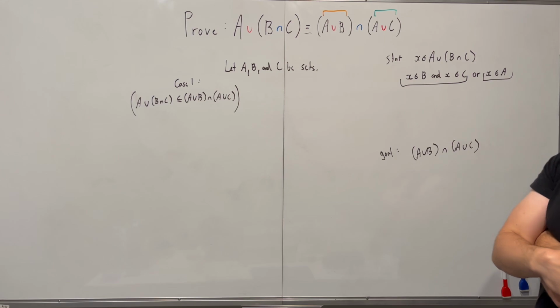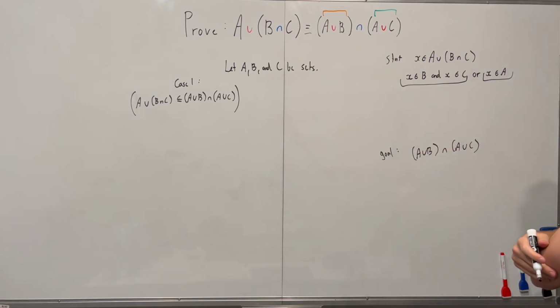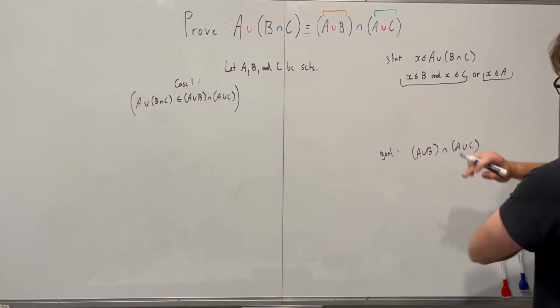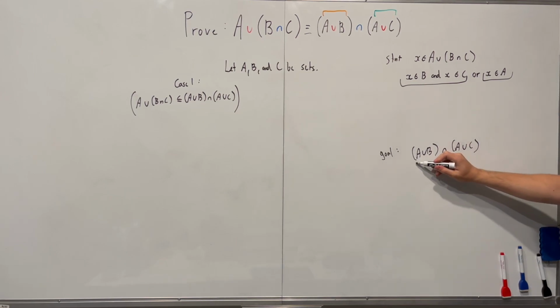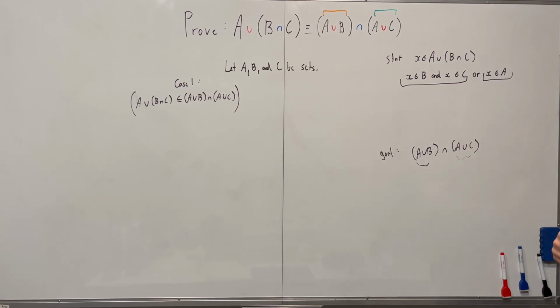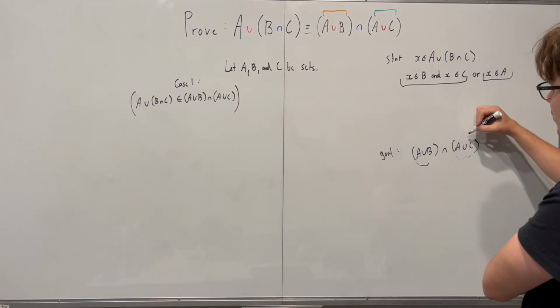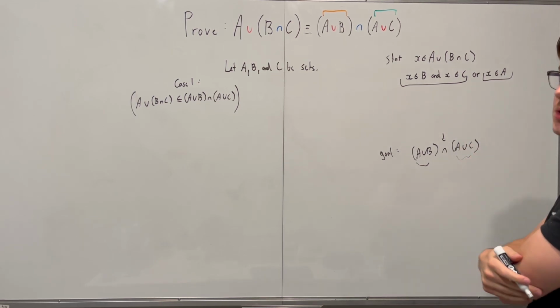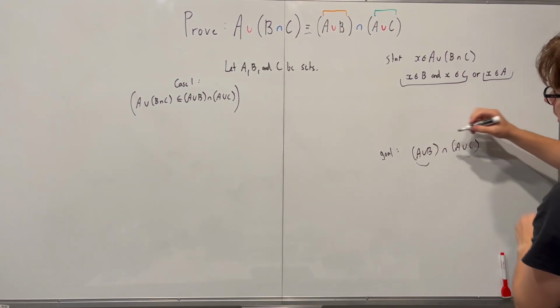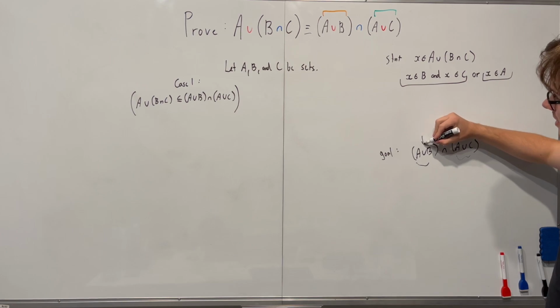So what do we want to look at next? So next we're going to look at what we want to prove. What is our goal? How do we get from here to here? Let's look at this. So we need to get A union B and we need to get A union C, and when we get these two statements, it is an or in between them. So let's first work to try and get A union B.